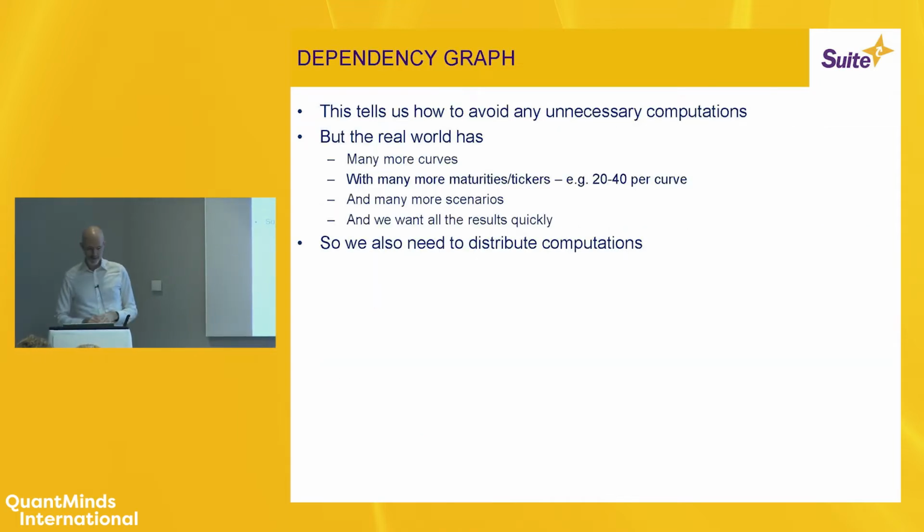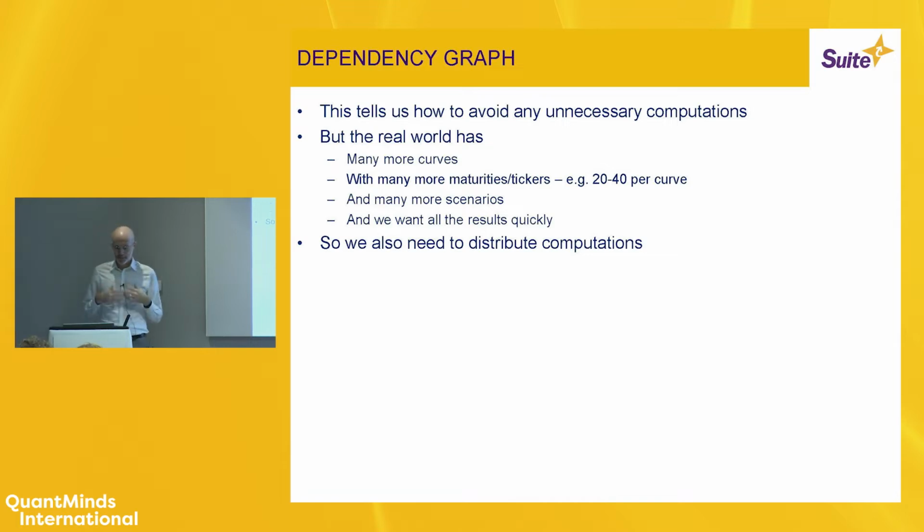So this is telling us how to avoid any unnecessary computations. But in the real world, there are many more curves than we have in our example. Each one of those will have many more maturities. Maybe it'll have 30 or 40 points on the curve. And there are many more scenarios that we're interested in order to be able to conduct all of our different analyses. And we want all of those results pretty quickly.